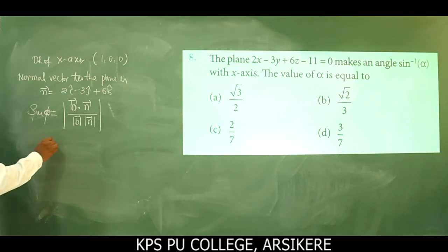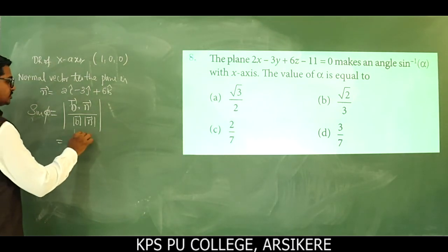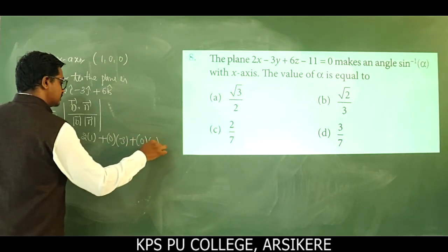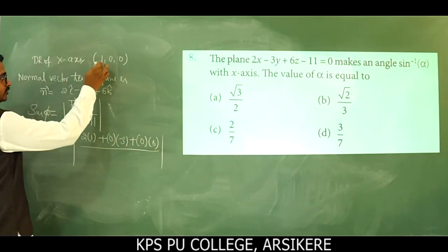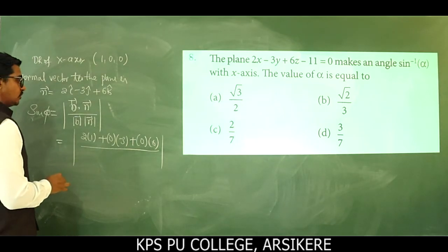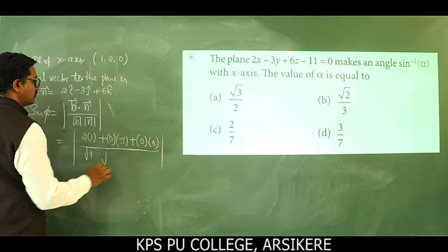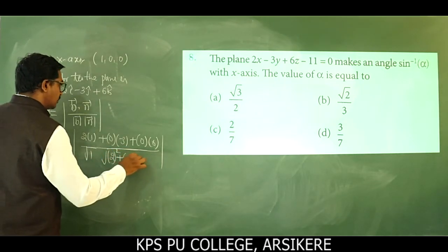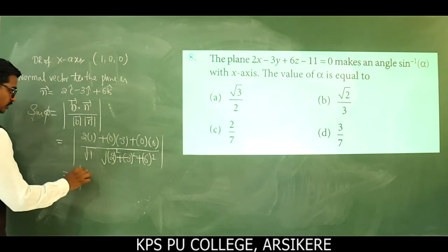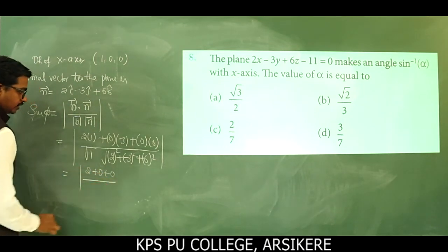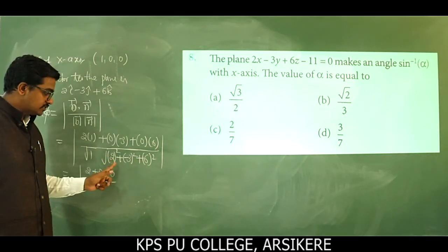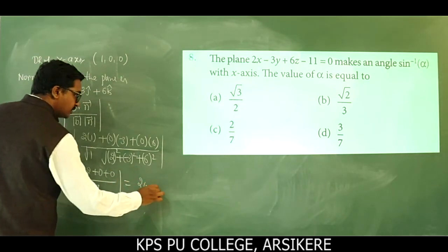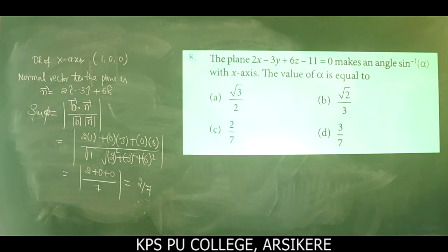So directly write this as vector b dot n is equal to 2 into 1 plus 0 into minus 3 plus 0 into 6, whole divided by magnitude of b, which is square root of 1 square plus 0 square plus 0 square, that becomes square root of 1, and the remaining is square root of 2 square plus minus 3 whole square plus 6 square. 2 into 1 is 2 plus 0, divided by: 4 plus 36 is 40, 40 plus 9 is 49, square root of 49 becomes 7. This is equal to 2 by 7.